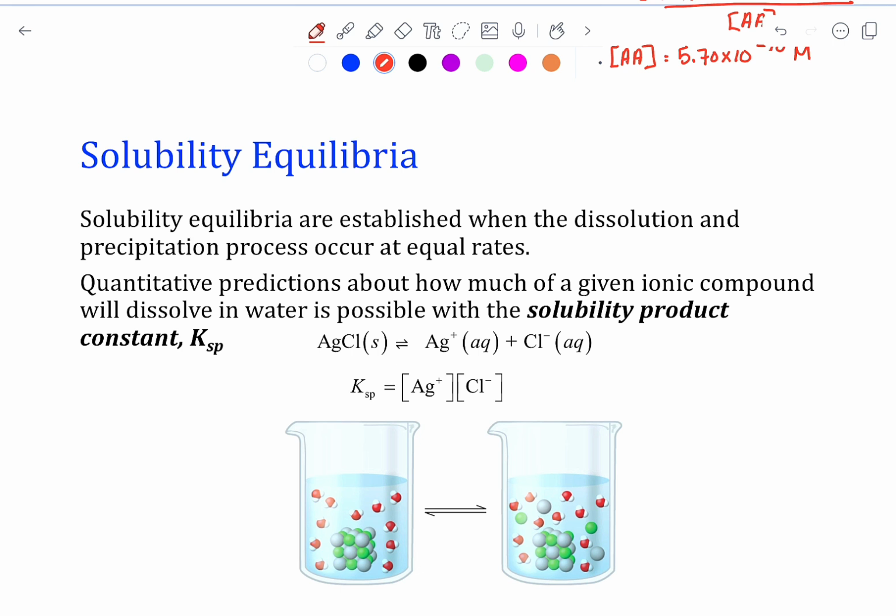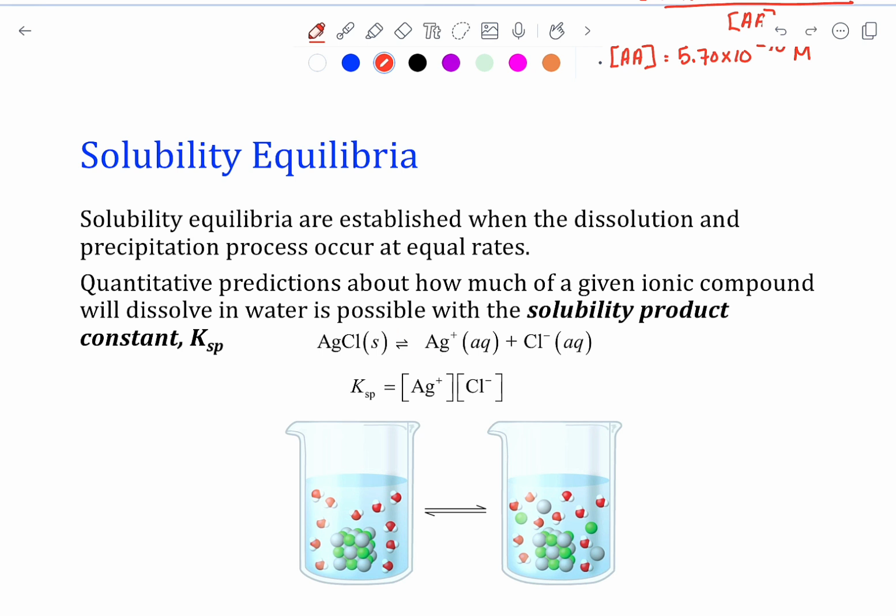So solubility equilibria are established when the dissolution and precipitation processes occur at equal rates. So remember, equilibrium is when the rates are equal for the forward and the reverse reaction. So in this case, our forward and reverse reaction is the solid going into solution and the solution coming out and going into a solid. So that's just our equilibrium there, and those are at equal rates.